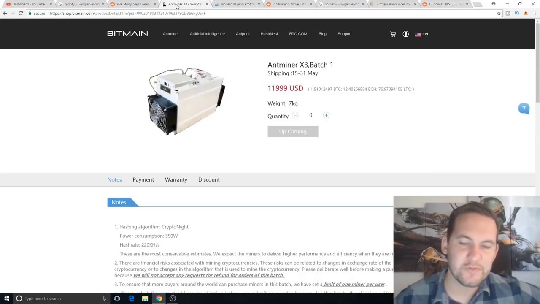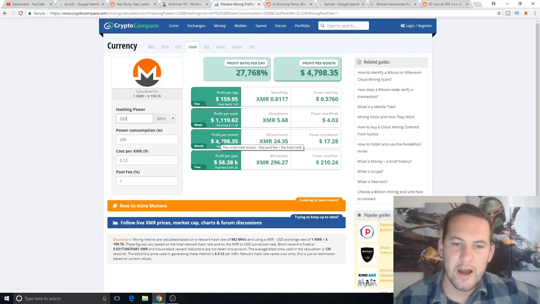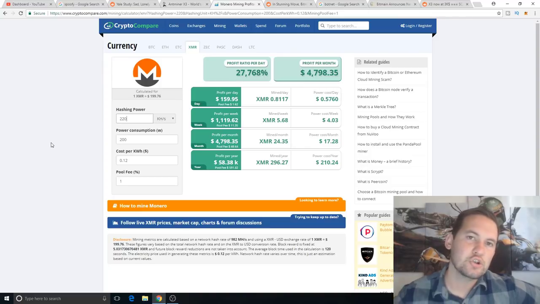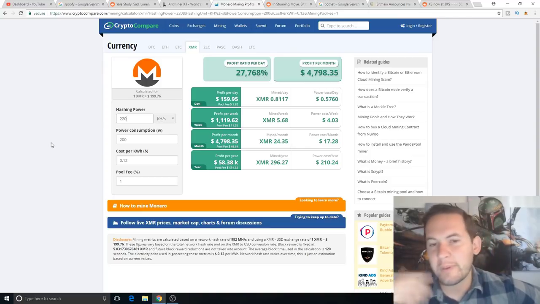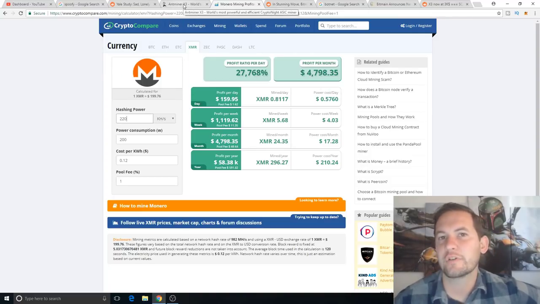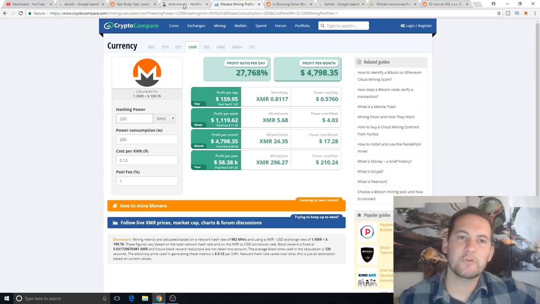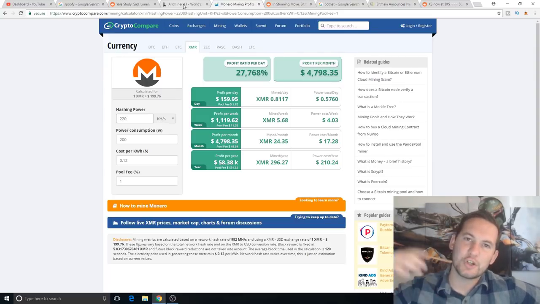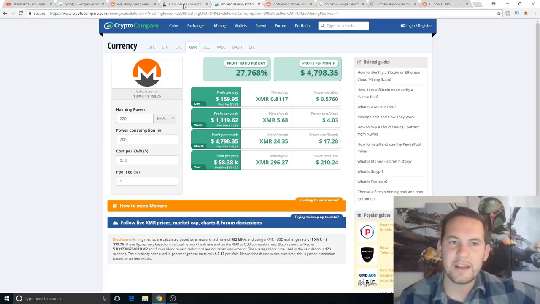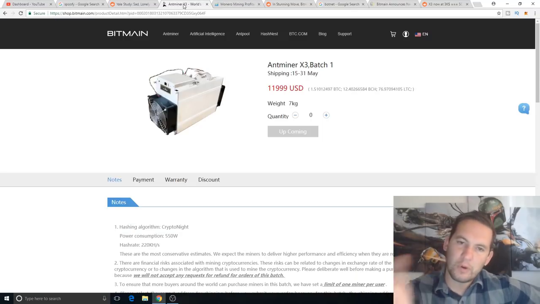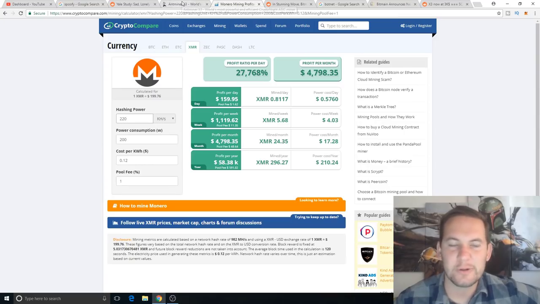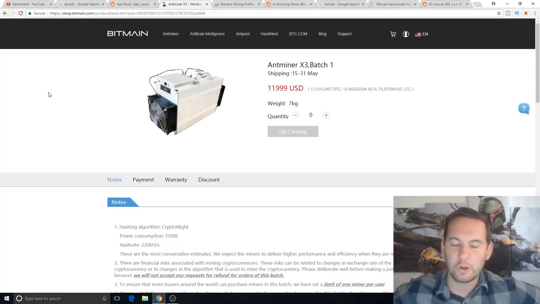Now, the first batch of this miner cost about $12,000. So as you can see, with a profit of almost $5,000, you're going to be paying off this miner in a little over 3 months. And I say a little over 3 months because the difficulty tends to go up a little bit. So obviously, at today's price, it'd be a little less than 3 months, but with the difficulty going up, it would be a little over 3 months.